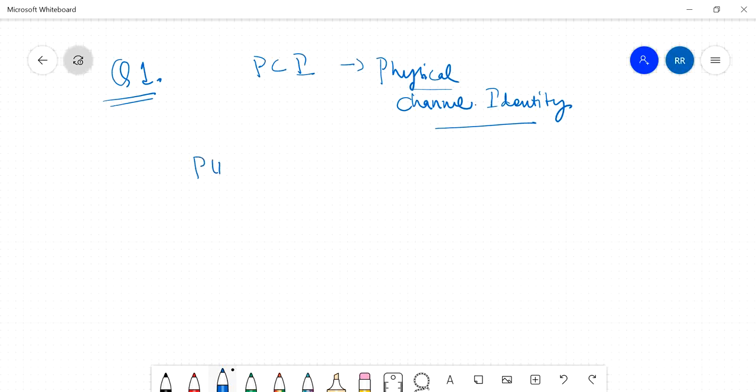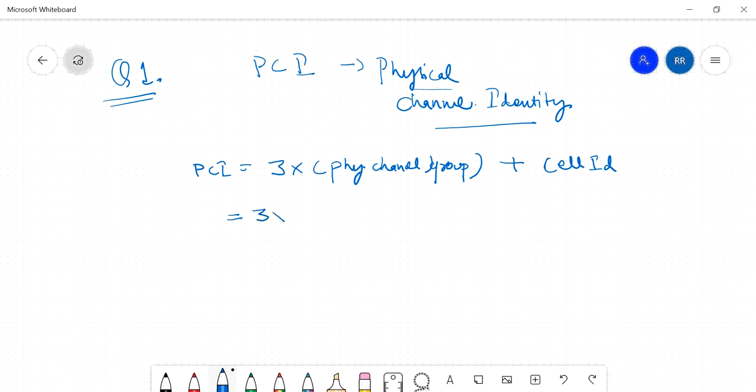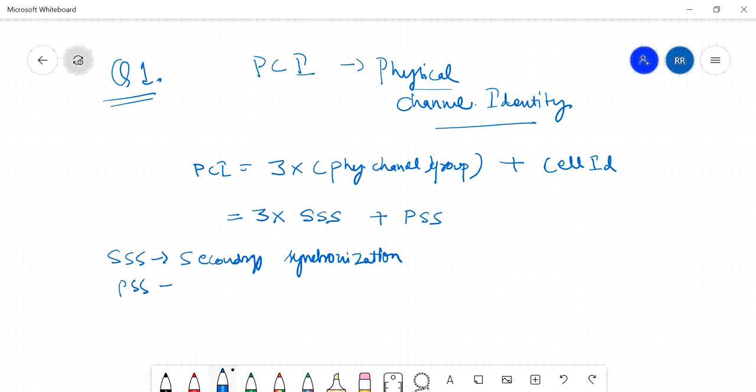The formula for PCI is 3 into physical channel group. Remember this formula, you should memorize it, plus cell id, physical cell id you can say. So you may find some formula here, 3 into SSS plus PSS. What is this SSS? SSS is secondary synchronization signal, and PSS is primary synchronization signal.